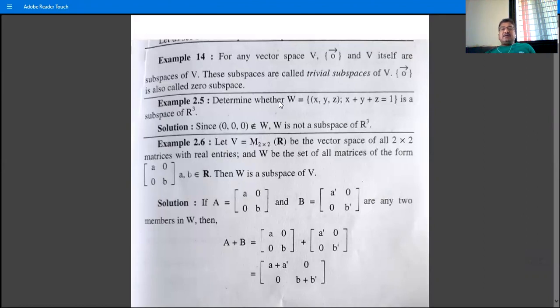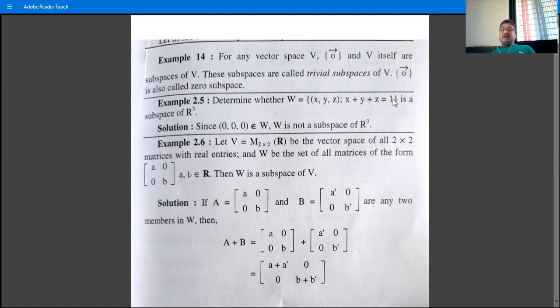Determine whether W, the set of (x, y, z) such that x plus y plus z is equal to 1, is a subspace of R3. We know that this is not a subspace of R3, because this is a linear combination of x, y, z equal to 1. If it is equal to 0, then it is a subspace.